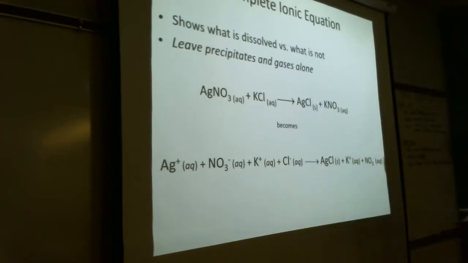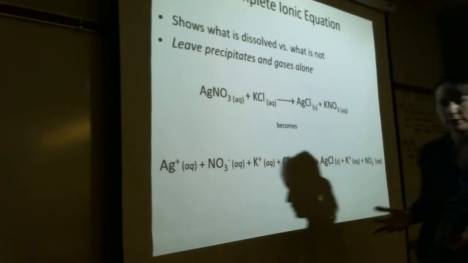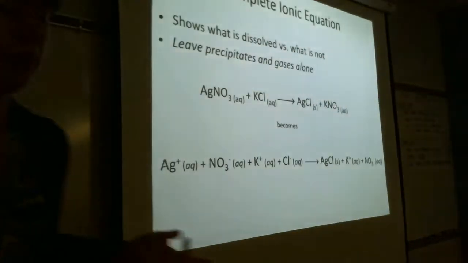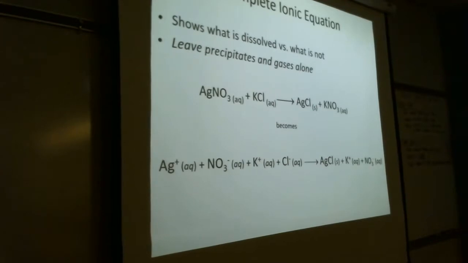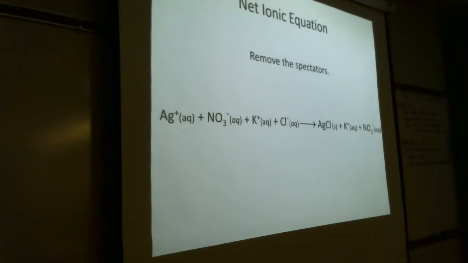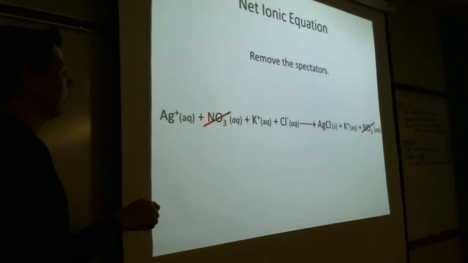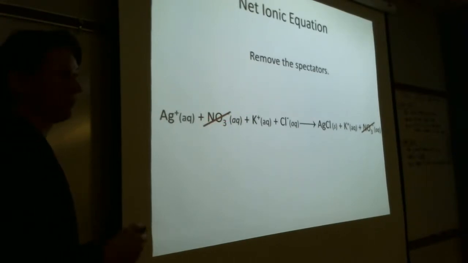Now we're looking at this, and you're going, you know, this is pretty redundant, right? Because if I'm looking at this equation, I'm going, okay, I've got nitrate on the reactant side, and I've got nitrate on the product side, right? So what we're going to do is we're going to clean this up. So nitrate is on both sides, right? It's just sitting there.